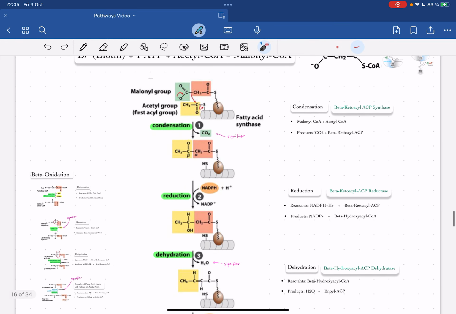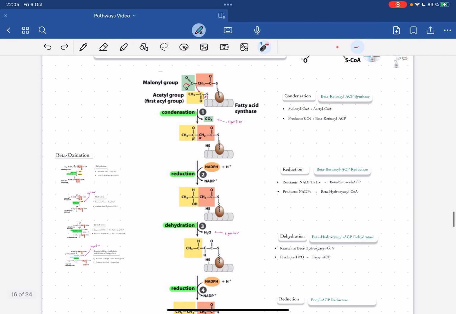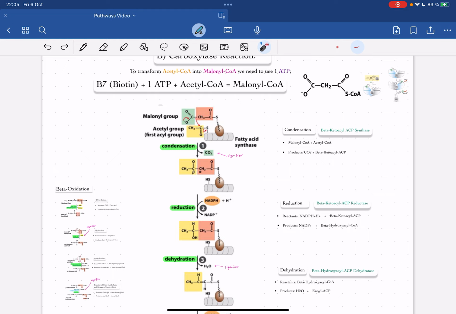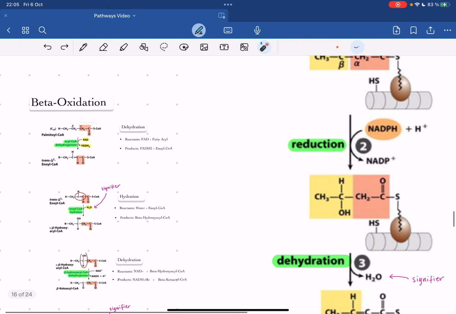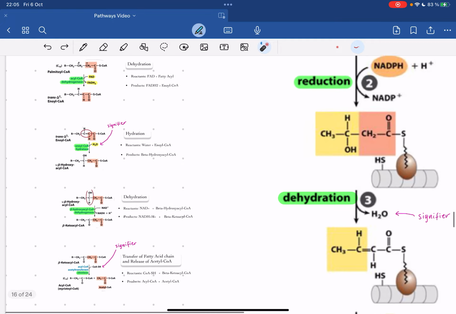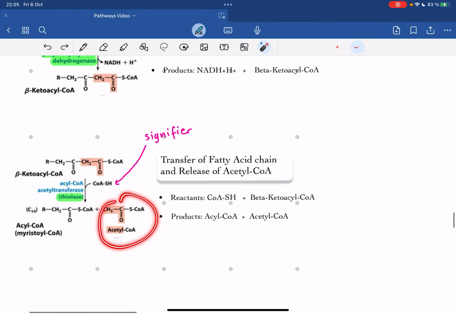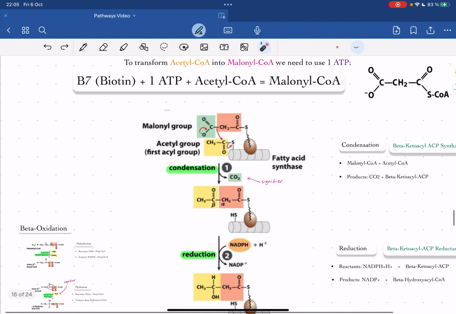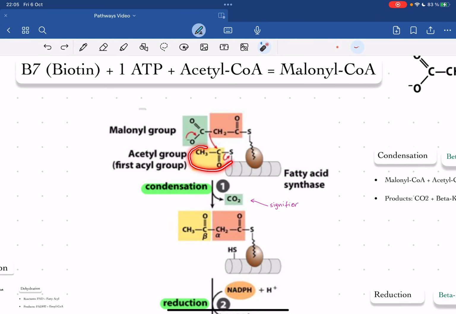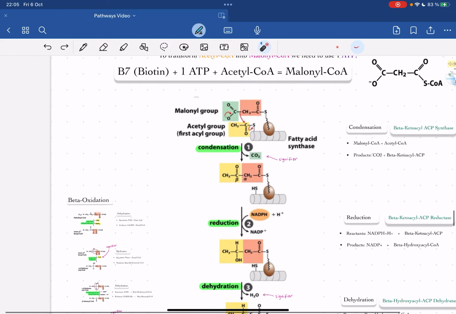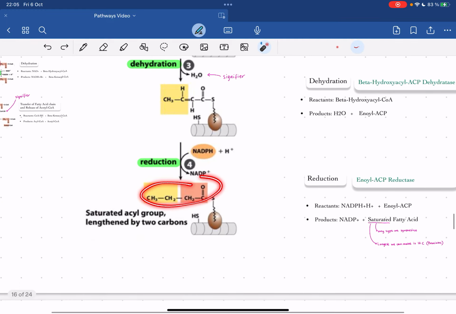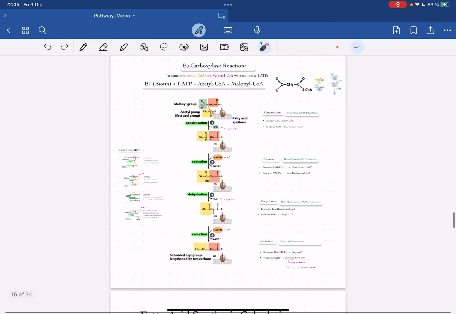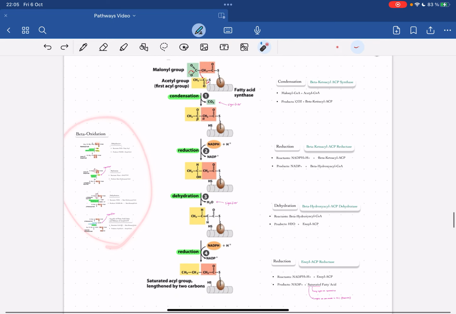Now we actually go into the real fatty acid synthesis, which is a complete reverse of what we did with beta oxidation. What is beta oxidation? We're taking a fatty acid and we're breaking it down into acetyl-CoA. But with fatty acid synthesis, we're taking acetyl-CoA and we're not breaking it down, we're building it up into fatty acid chains. So it's a complete opposite reaction of what we're doing with beta oxidation.